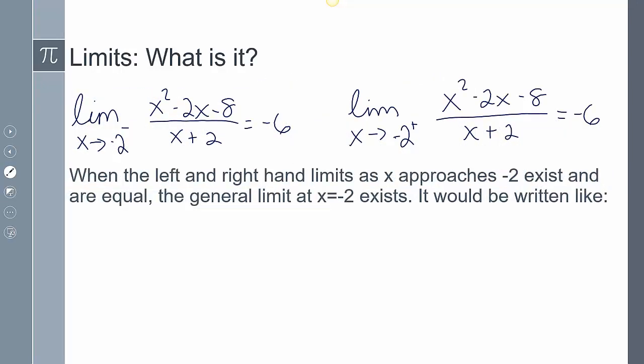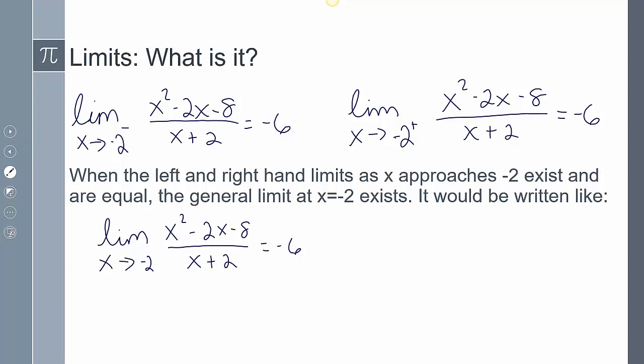Now, when the left-hand and the right-hand limits approach that same value, so notice they both approach the same value, which is negative 2, and they equal the same value, so negative 6, we would write it like this. Notice there's no plus or minus there. The implication of this is that we've already essentially tested both the left and the right.